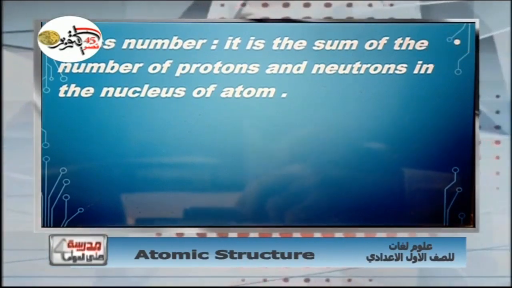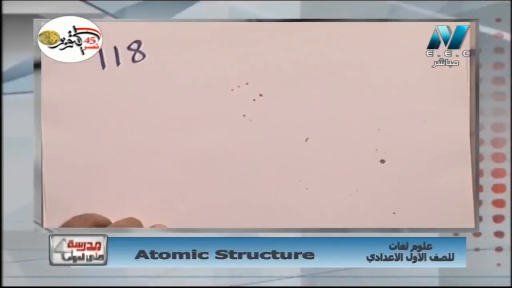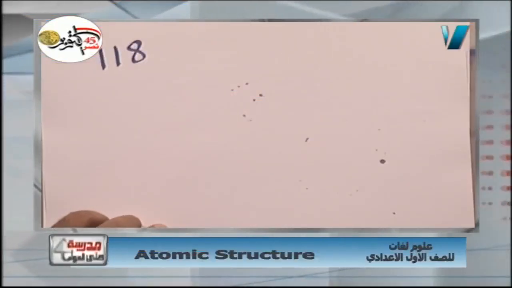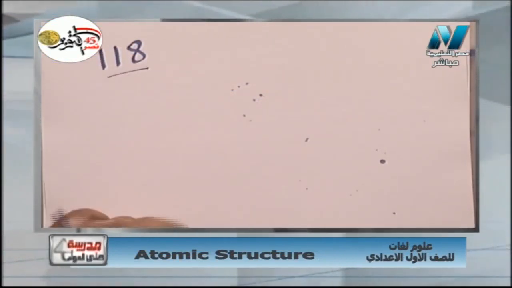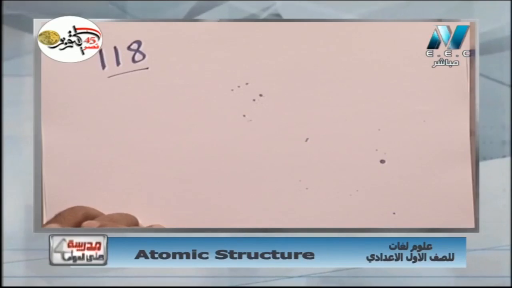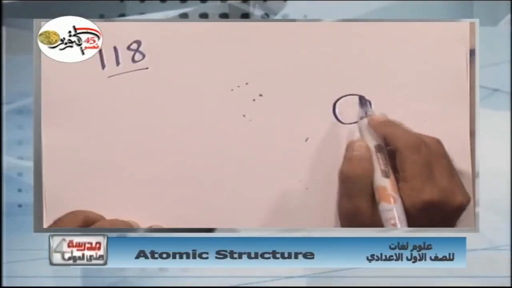But now, why are the elements different? Each one is different from the other one. We have 118 elements, the known number of elements, as we studied before in primary 4. What's the difference between them? Why is oxygen oxygen and not nitrogen? Why is iron iron and not gold? The difference is just in the number of protons.